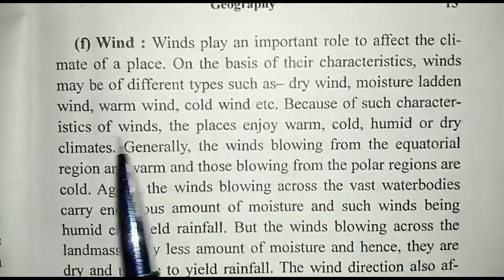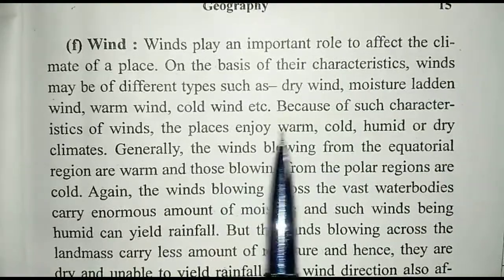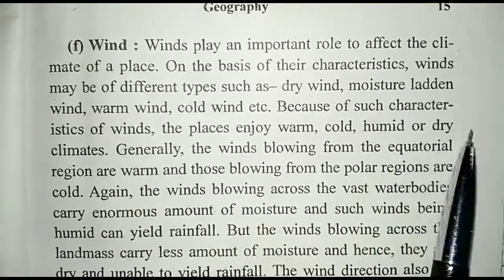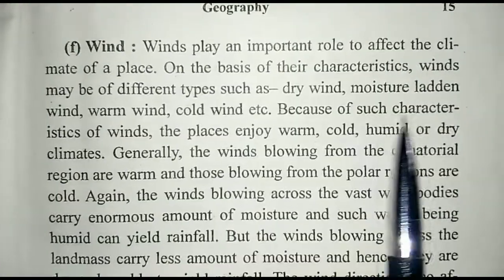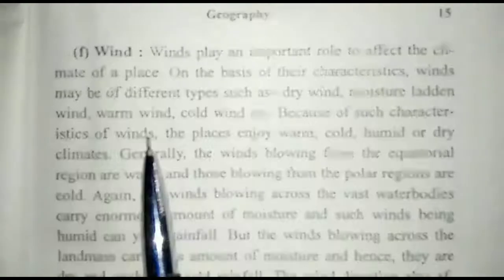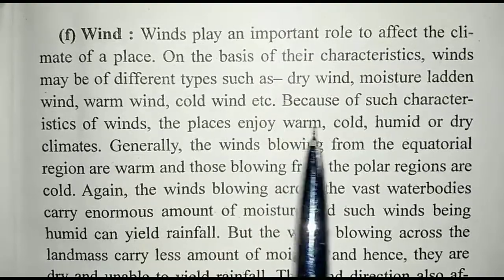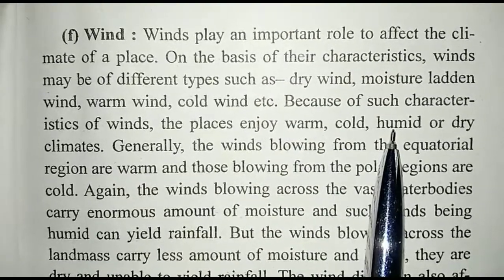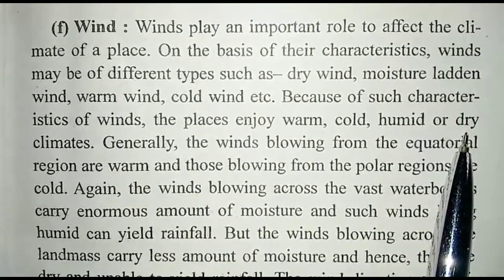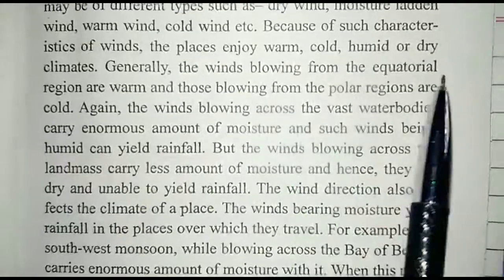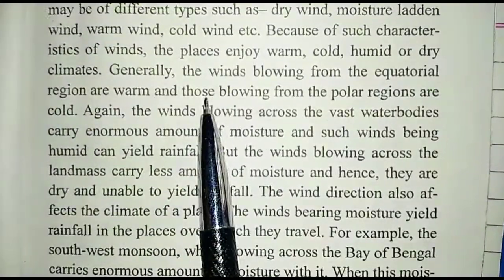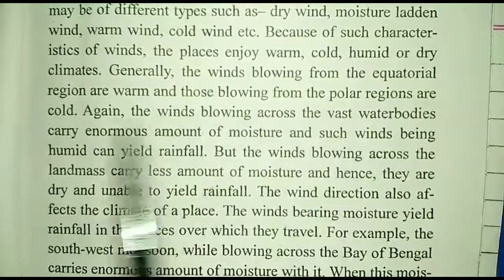Because of such characteristics of winds, the places enjoy warm, cold, humid or dry climates. Means according to the characteristics of the winds, the different places have different types of climates. For example, warm climate, cold climate, humid climate, dry climates, etc. Generally, the winds blowing from the equator region are warm and those blowing from the polar regions are cold.